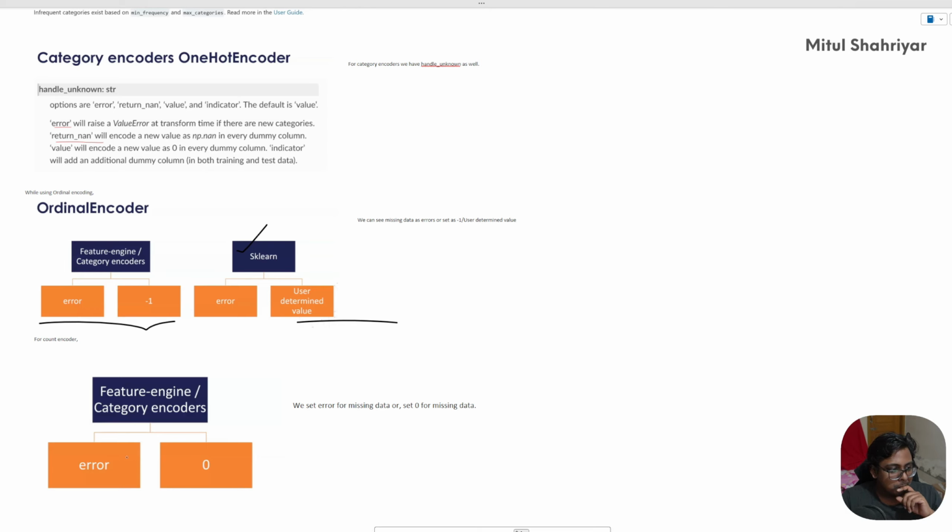Okay. And for the count encoder, which we haven't shown in our coding lab, when using category encoders or feature engineering, it provides 0. Like this, just focus on this: -1 and 0. But we haven't used feature engineering or category encoders in our demo. We have just used scikit-learn. So I hope we are good with scikit-learn, but you can check the repository, just giving you a heads up.